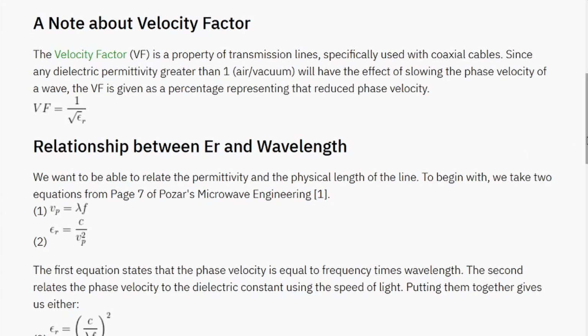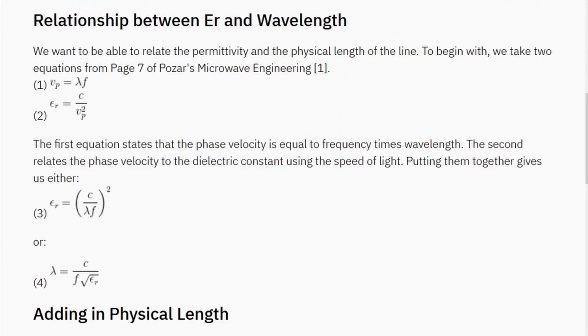So the first thing we want to do is look at some really common transmission line equations, right? These are from Pozar's book, and in these equations we relate some of these properties in a transmission line. The first one is the phase velocity, which is simply lambda times the frequency, which is the velocity at which a wave is propagating down a line. And next we want to look at the dielectric constant. Dielectric constant, like I mentioned before, relates the speed of light to the phase velocity. And we can see that here with equation number 2.